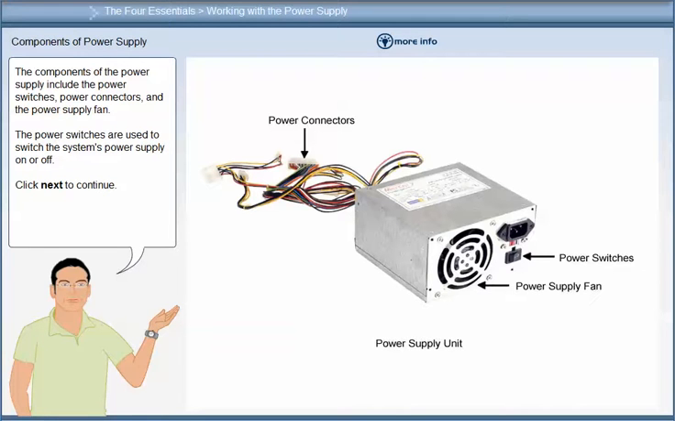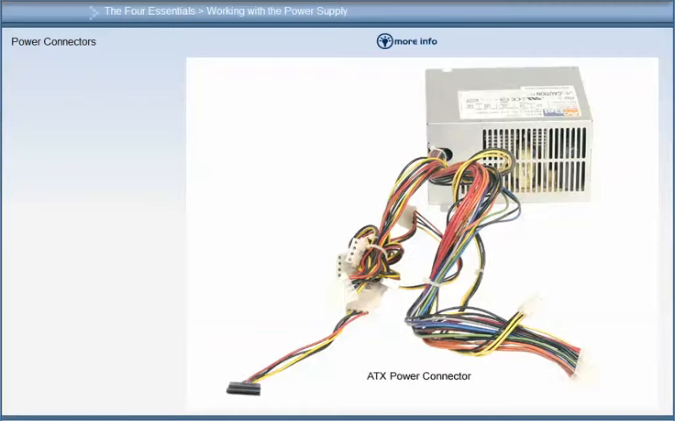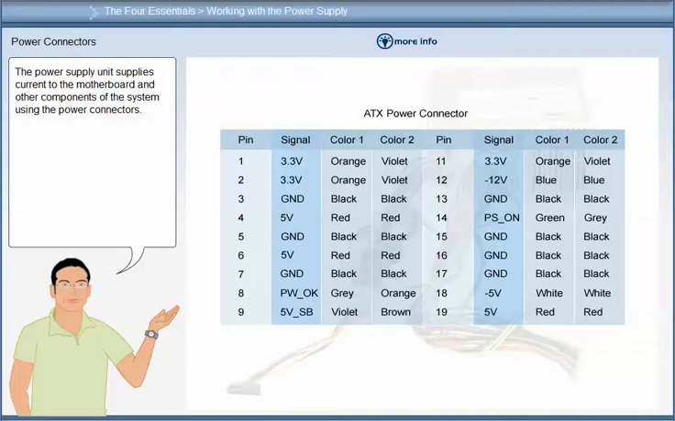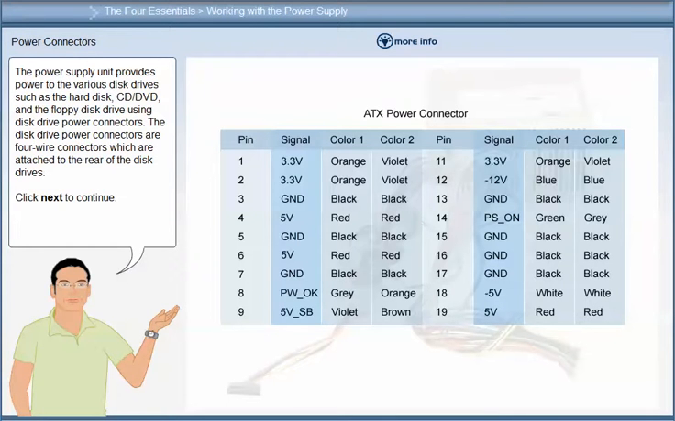The power switches are used to switch the system's power supply on or off. The power supply unit supplies current to the motherboard and other components of the system using the power connectors. The power supply unit provides power to the various disk drives such as the hard disk, CD, DVD, and the floppy disk drive using the disk drive power connectors. The disk drive power connectors are 4-wire connectors which are attached to the rear of the disk drives.